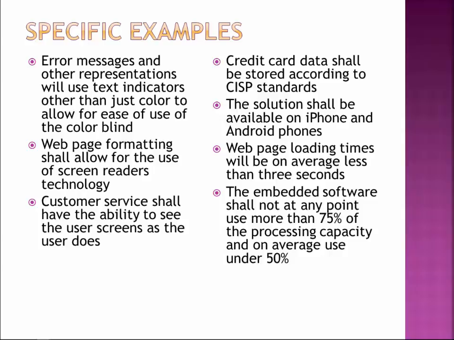And then the last one I talked about is embedded systems. Shall not exceed more than 75% of the processing capacity, and on average 50%. So again, we want the hardware to be usable on the phone.